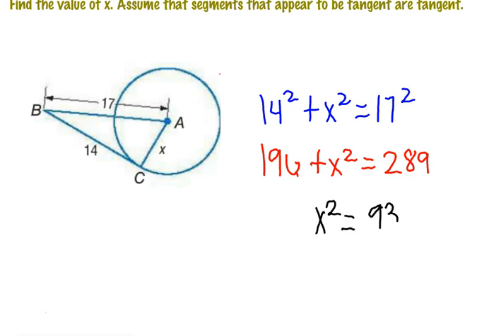Let's talk about this. Okay, what's the square root of 93? 9.6. Thank you, friends. Are we okay? Yes. Okay, now the next one is similar but a little more hard.